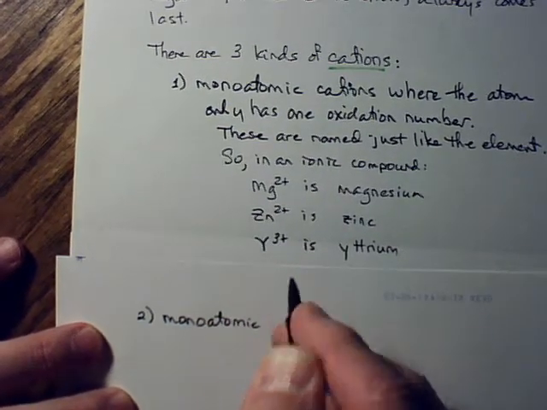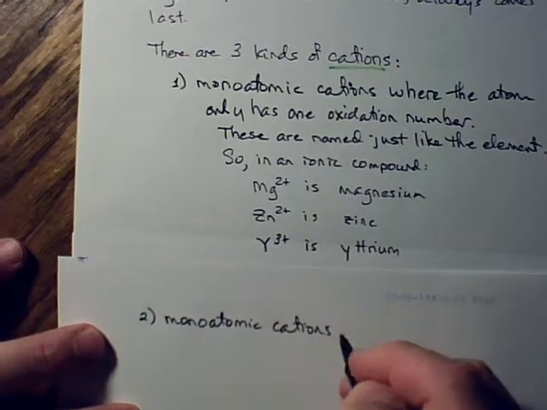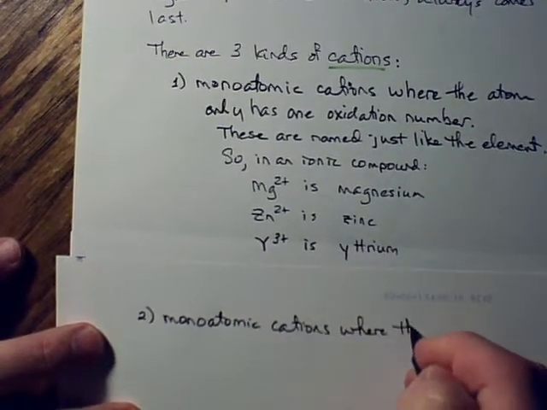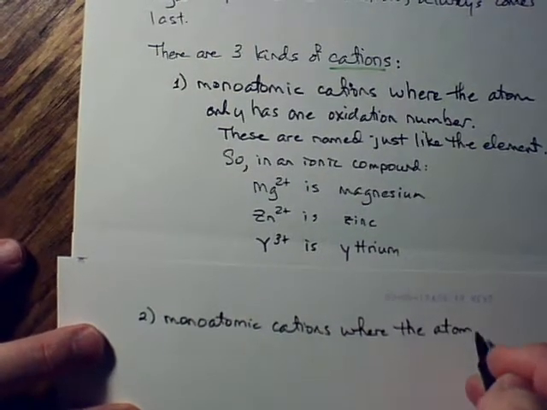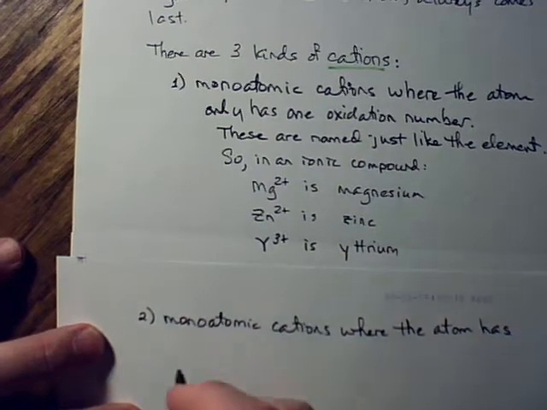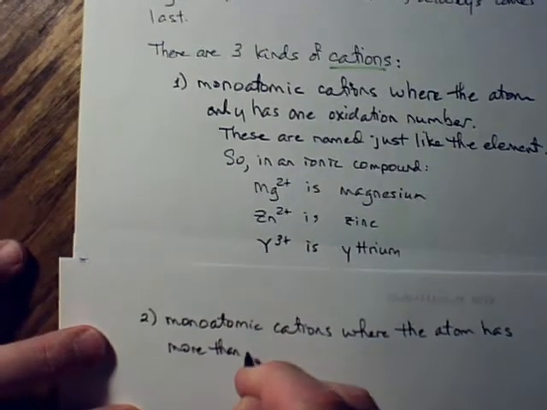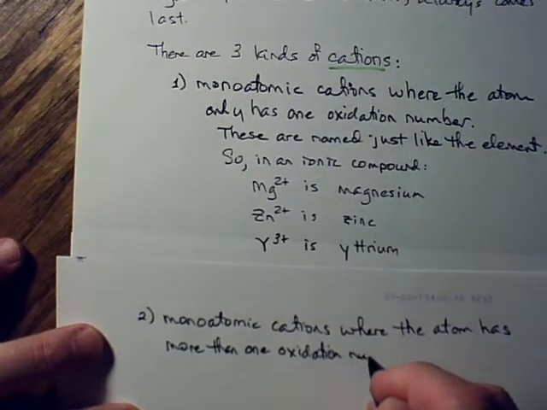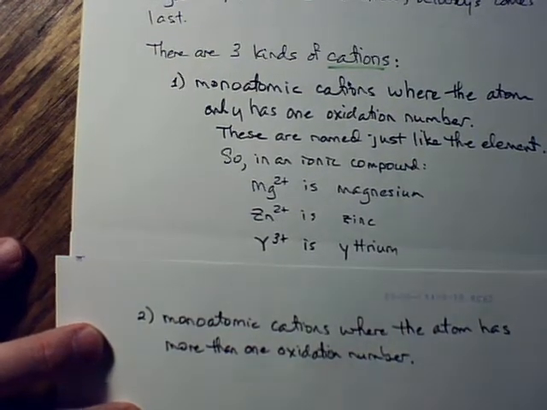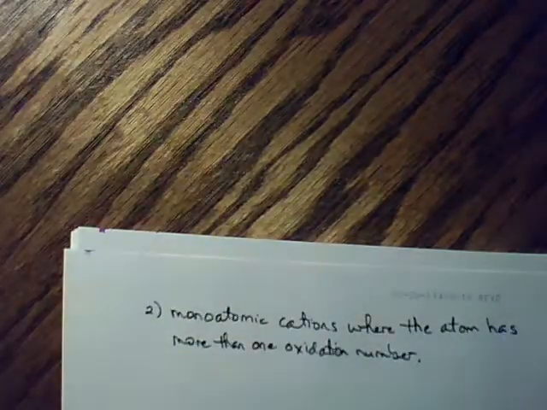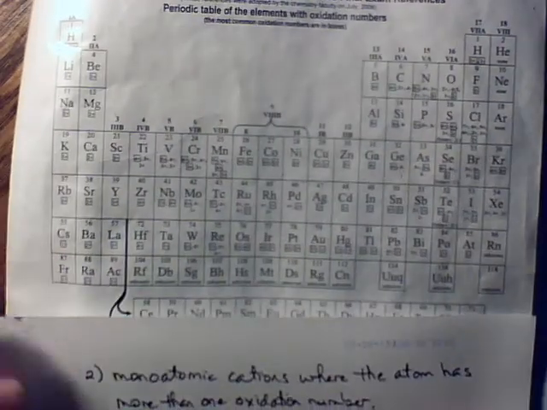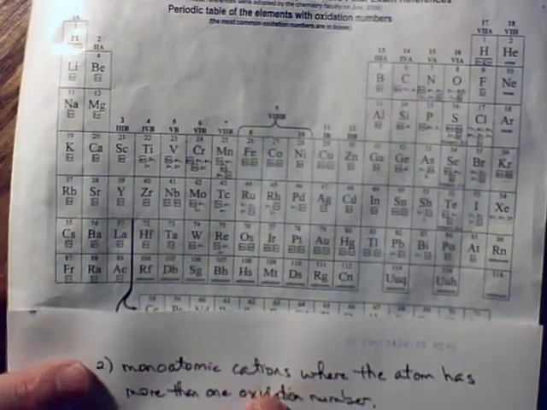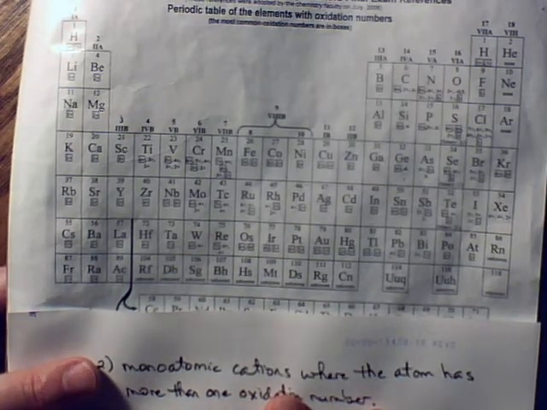Two. Monoatomic cations where the atom has more than one oxidation number. Okay? All right, get back to your periodic table of oxidation numbers, and let's find some elements that have more than one, in this case, positive oxidation number, because it has to be a cation, it has to be positive. Which of the elements do you see? Give me some examples of elements that have more than one positive oxidation number.